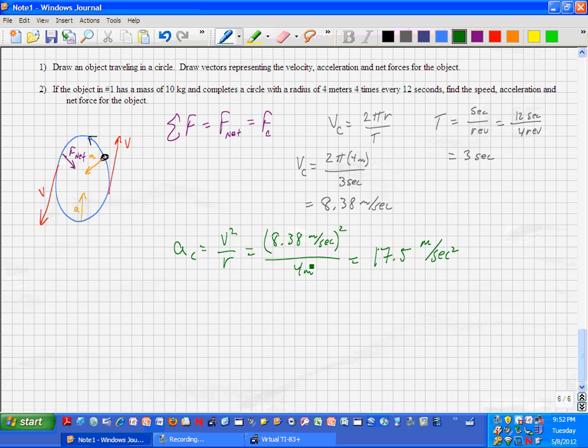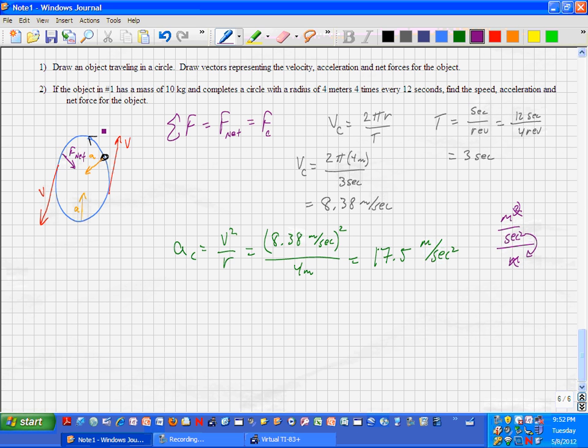We can see that on top we're going to have a little sidebar as far as the units go. We've got meters squared over seconds squared on top. That's from this 8.38 meters per second, squaring that whole thing, over meters. So this goes to the bottom. These cancel, and I wind up with meters per second squared. And that would make sense since this is an acceleration.